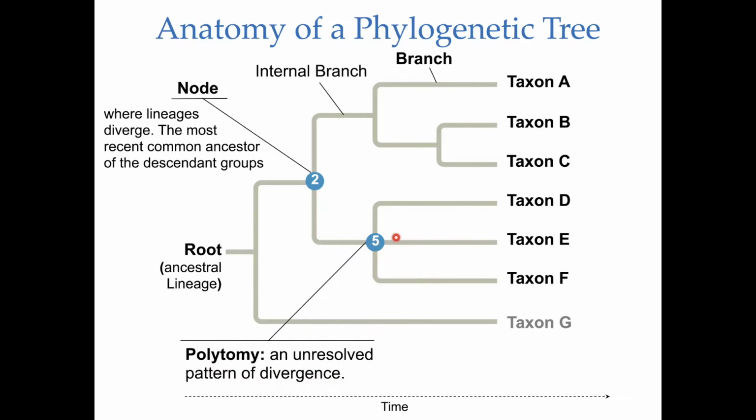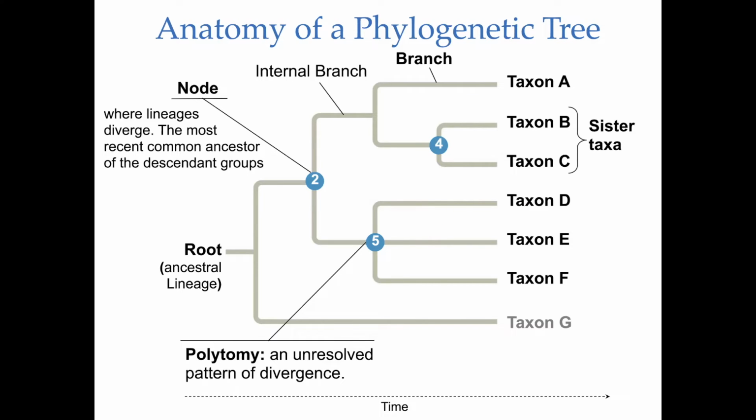In other words, it means that we did not have enough data to know if taxon D is most closely related to taxon E or to taxon F, and so on and so forth. So this still needs some more data in order to clarify and make it a divergency like this. So it's just an unresolved pattern of divergency.